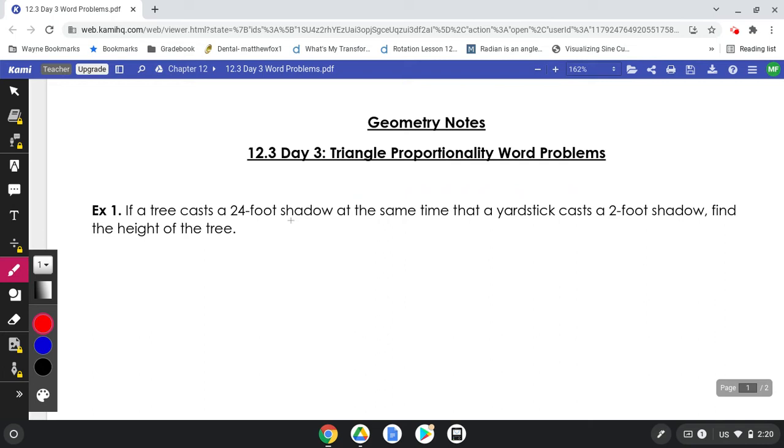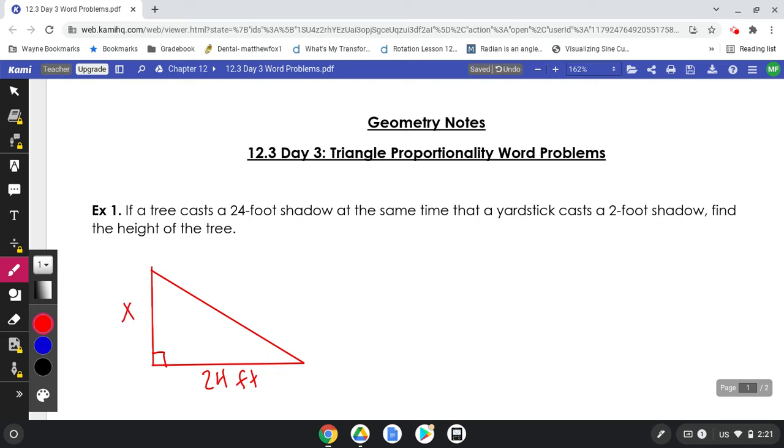Here we have a tree. It says cast a 24-foot shadow, and we know a tree is going to go straight up and down. Cast a shadow out here. And we know that it is 24 feet long. All these pictures aren't going to be drawn to scale, but I'm doing my best, okay? We know it's a right angle as the tree stands up. We're trying to find how tall the tree is.